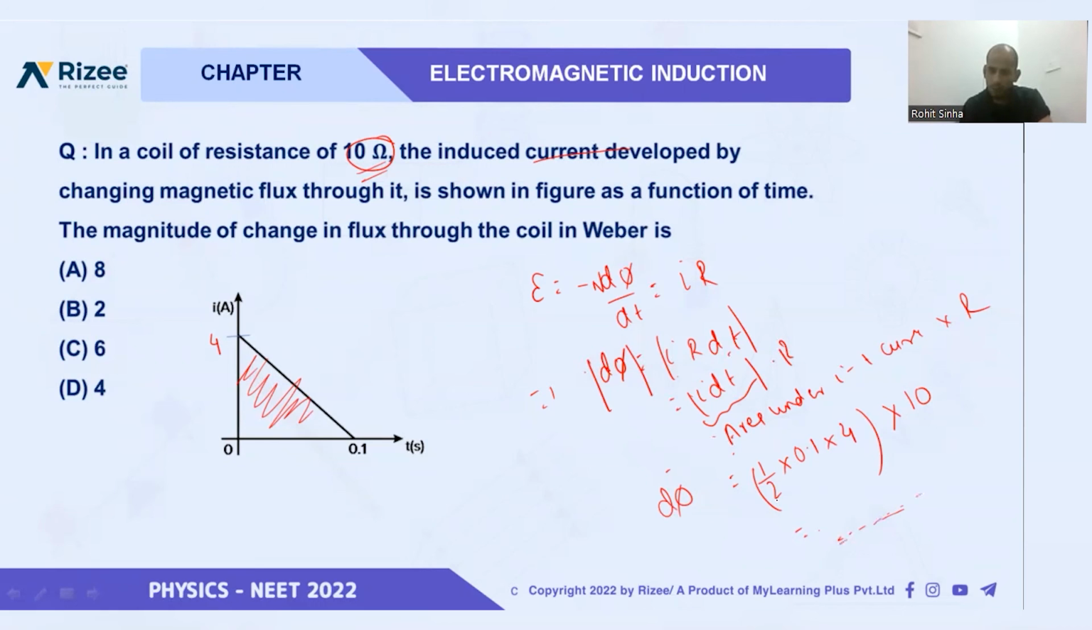Got it, or have any problem till here? Solve it. I think the answer will be 2 only. Got it, or have any problem till now? Any problem? Okay, I think you got it.